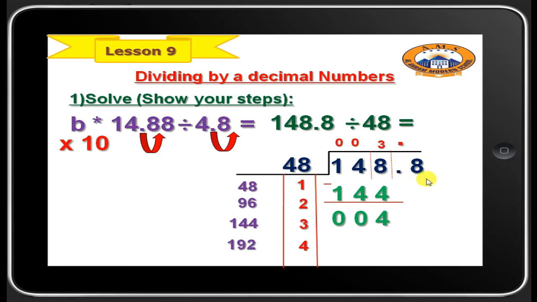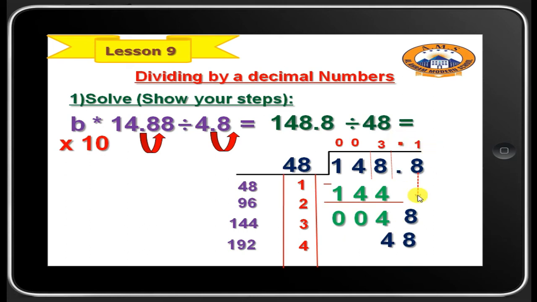And now you can bring down the next digit, which is number 8. So I will bring it down. So the number here is going to be 48. Now search for it or number greater than it in the down table. So I found it. So who's go up? 1 goes up and 48 goes down.